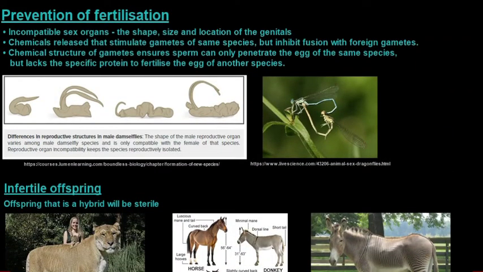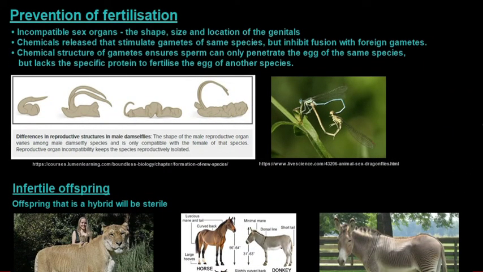Then prevention of fertilization. So you'll have incompatible sex organs. Either the shape, size, and location of the genitals will differ within species so that you don't get interbreeding happening. An example of this is damselflies. So this is all of the different male reproductive structures that you get in the different damselflies, so that there is no interbreeding that can take place.